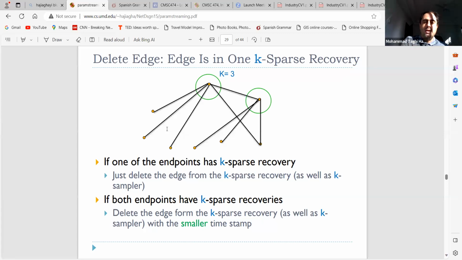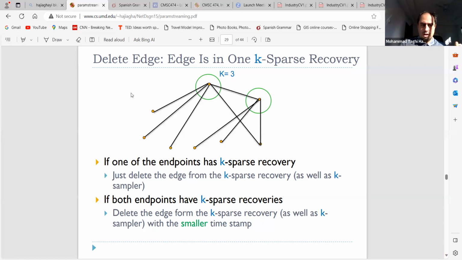This edge has two endpoints, and if one of them has a k-sparse recovery, then you will just delete the edge from this k-sparse recovery if it is only in one. However, if both endpoints have a k-sparse recovery, then you will delete it from the one that has a smaller time stamp. So in some sense, we designed the insertion such that the deletion can be done in a natural way. If it is in L, you just delete it. If it is in a k-sparse recovery, you go there and delete it from there. Good. That's the whole algorithm that can handle insertions and deletions.